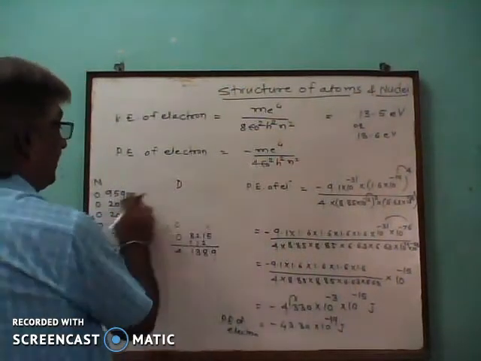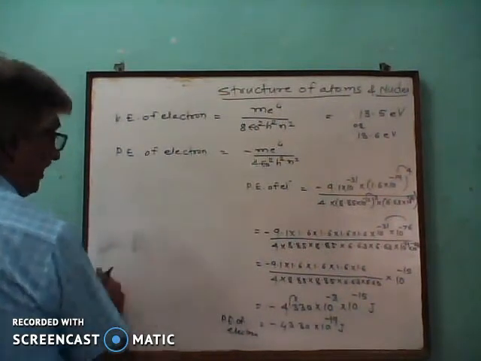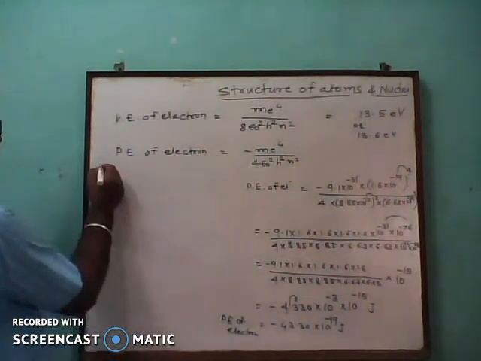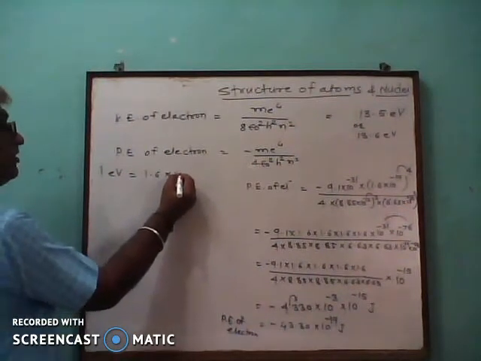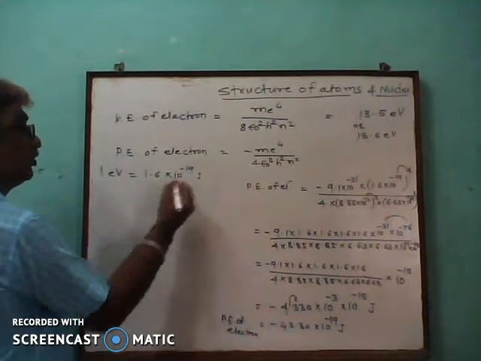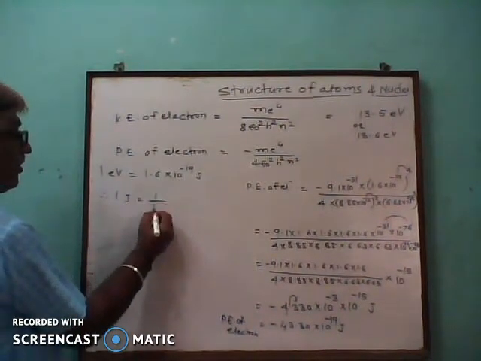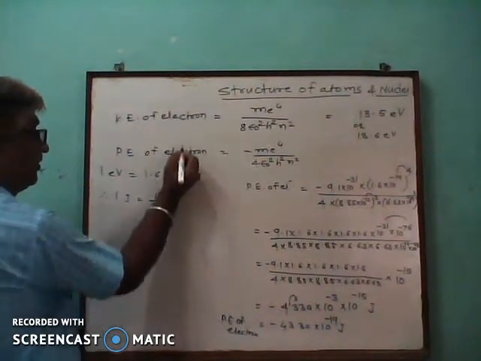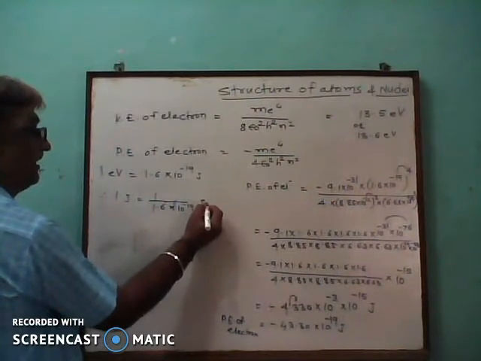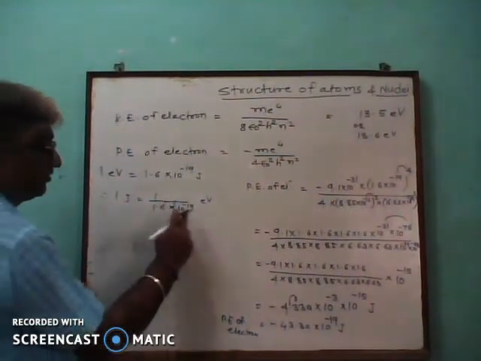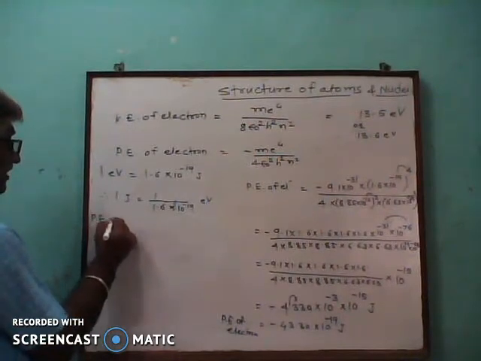If we calculate the potential energy of the electron in electron volts, we know that 1 electron volt is 1.6 × 10^-19 joule. Therefore 1 joule is equal to 1 upon 1.6 × 10^-19 electron volt.